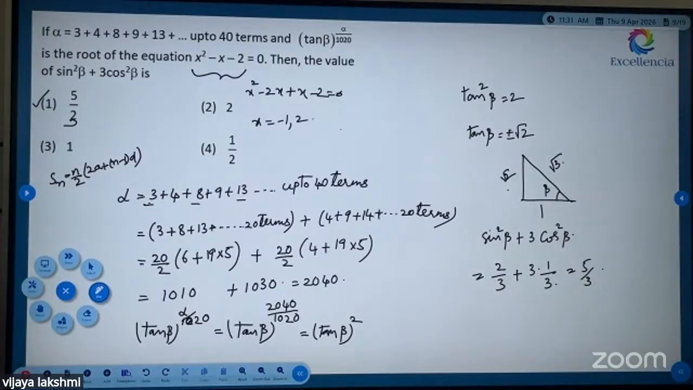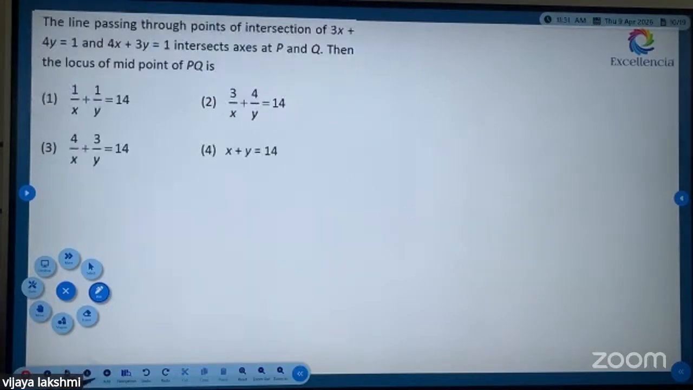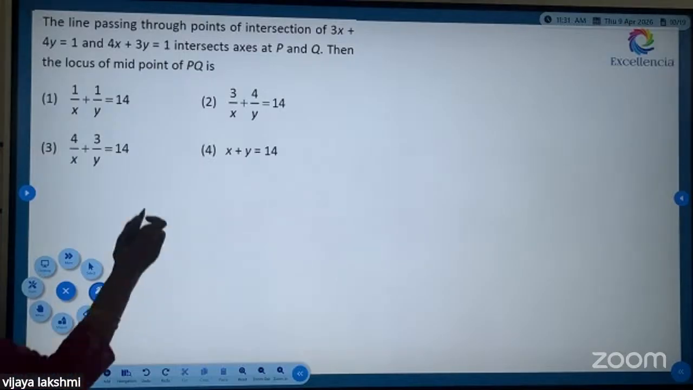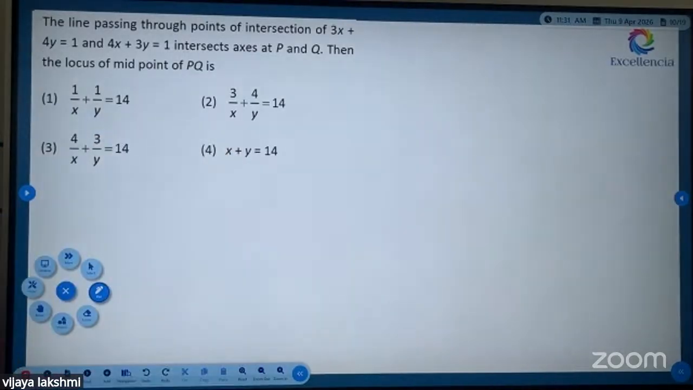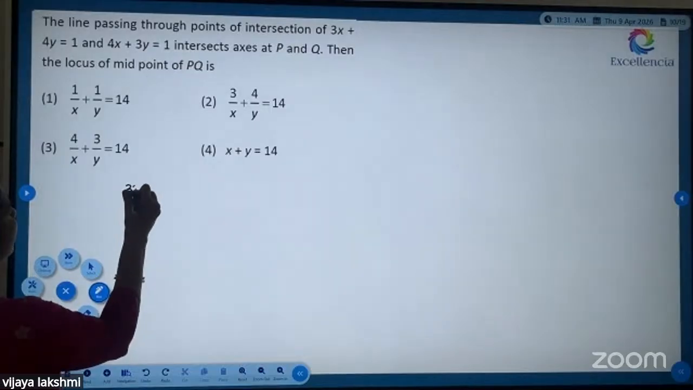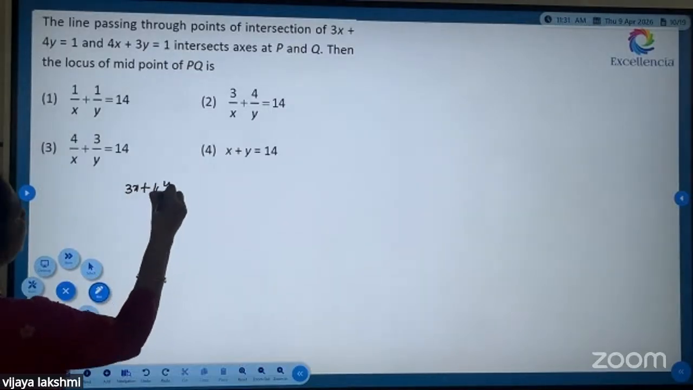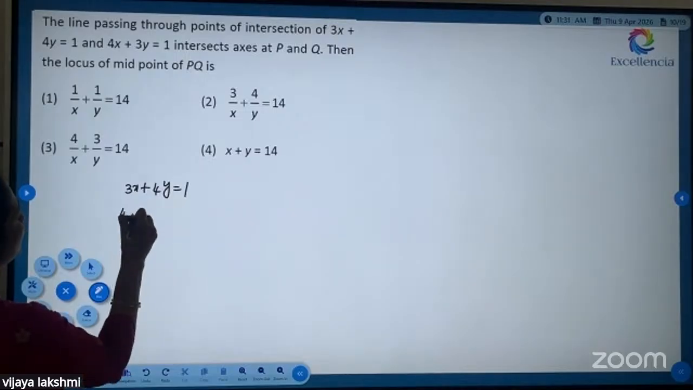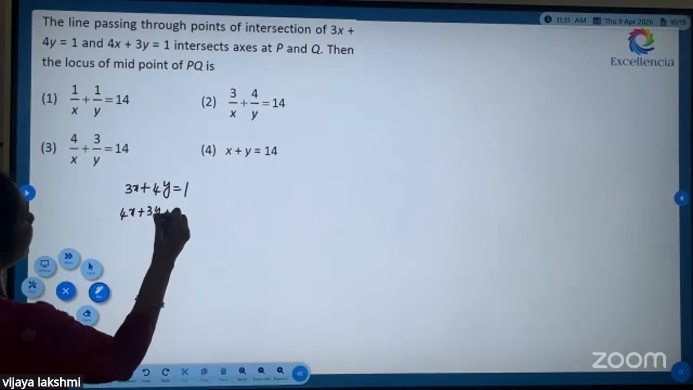Just from now, the sequence with this, and I'm getting the next up with trigonometry as well as quantity. If we move to the next question: the line passing through the point of intersection of 3x plus 4y equal to 1 and 4x plus 3y equal to 1 intersects the x-axis at P. First, we try to find the point of intersection. What are the lines they have given? 3x plus 4y equal to 1. The second line is 4x plus 3y equal to 1.